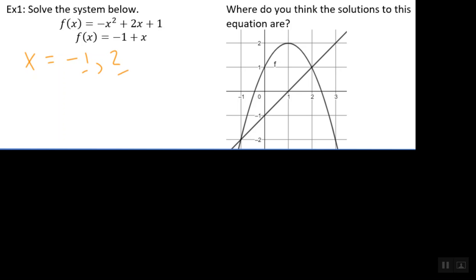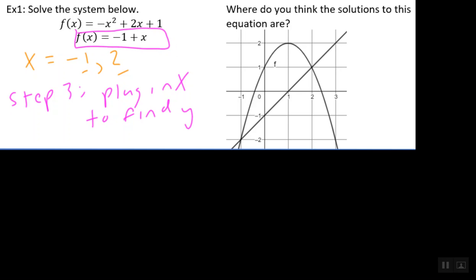Now, I would encourage you, so let's write this, step 3. Let's just say it simply, plug in x to find y. And I would choose the easier equation. I would always choose the linear function. You don't have to, but I would. And so I would just say, f of x is equal to negative 1 plus x.